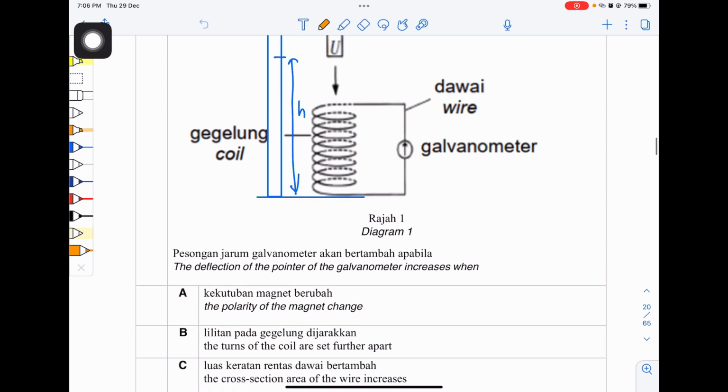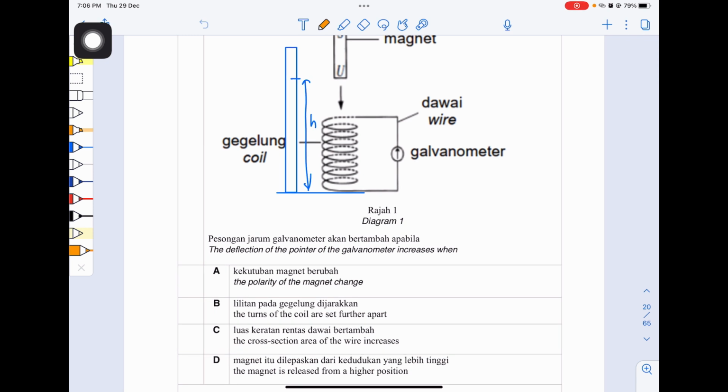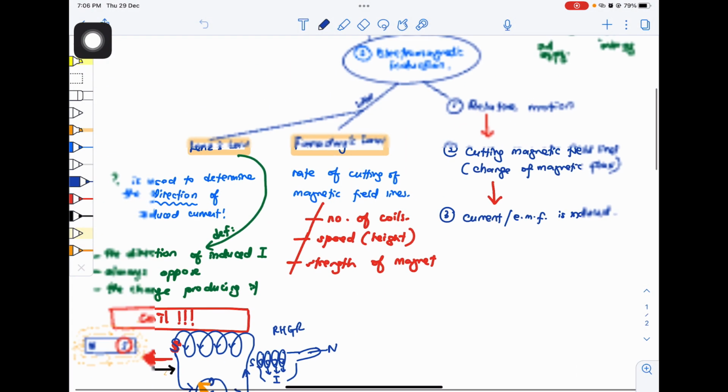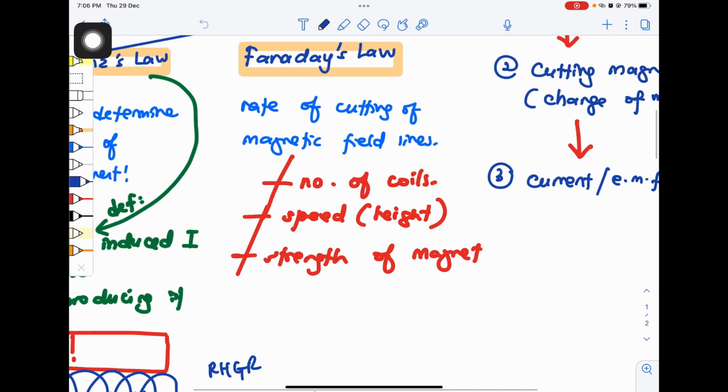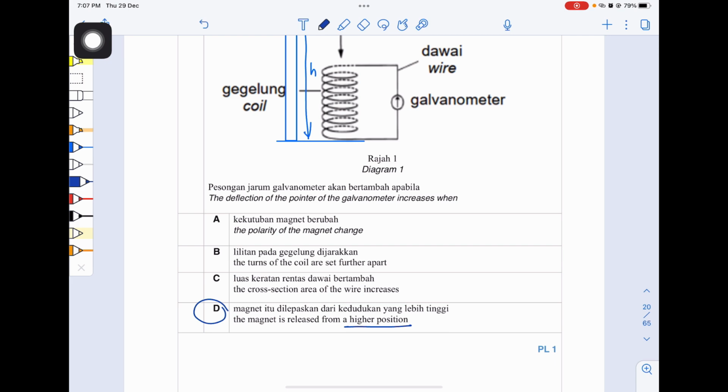The deflection of the pointer of the galvanometer increases when. Okay, ni tanya factors lah. Okay, bila tanya factors ni, kita dah tahu dah. Ni rate tau. Kita guna Faraday's law. Okay, the answer is D. Tadi we have mentioned about the factors tu. Speed. So, speed tu in terms of height. That's why kita jawab D. Higher position.